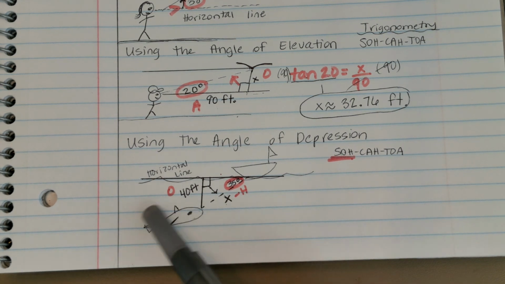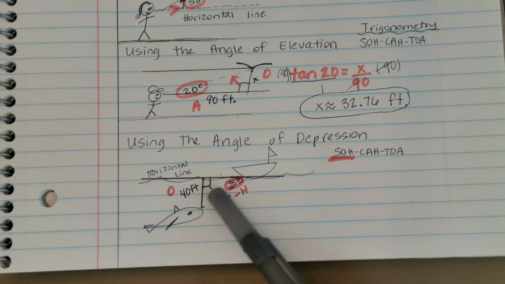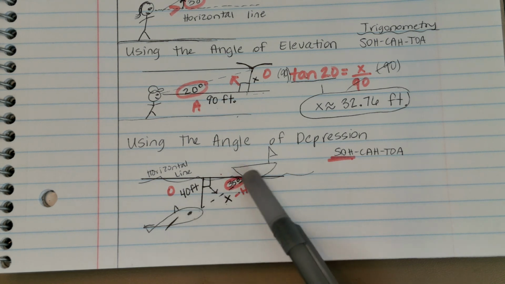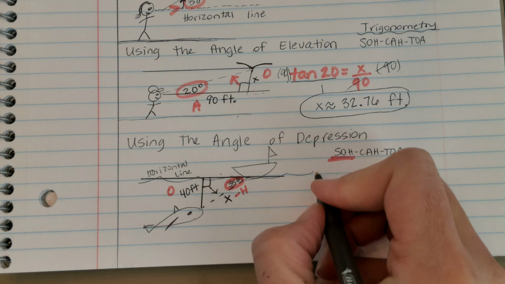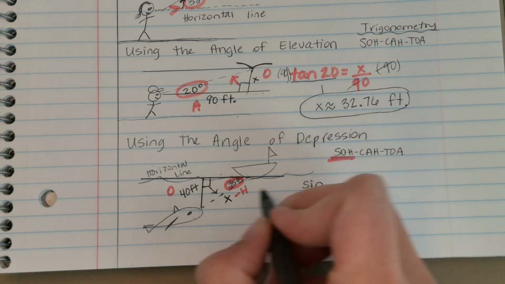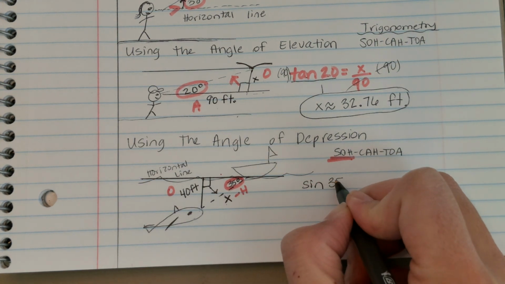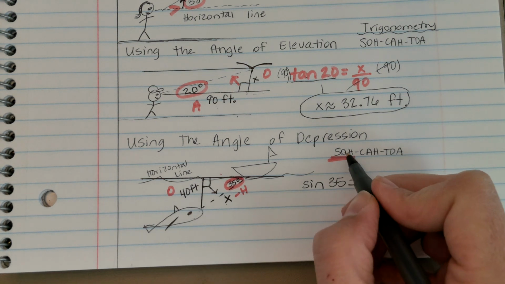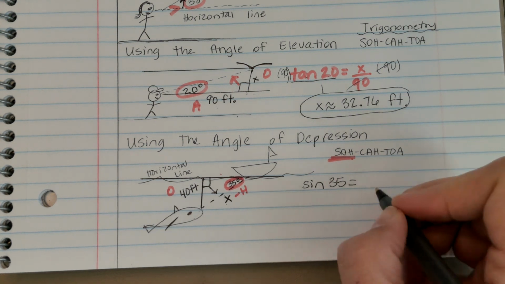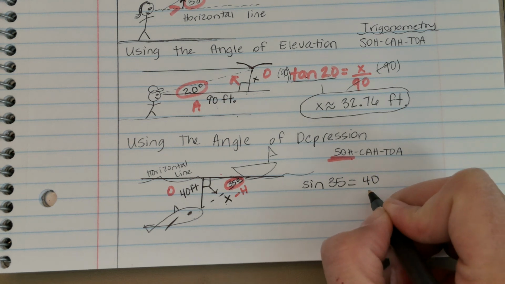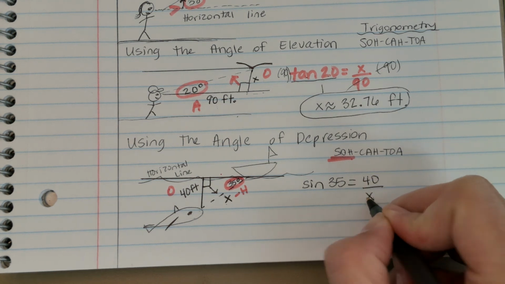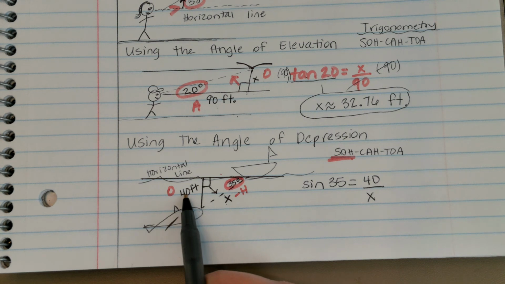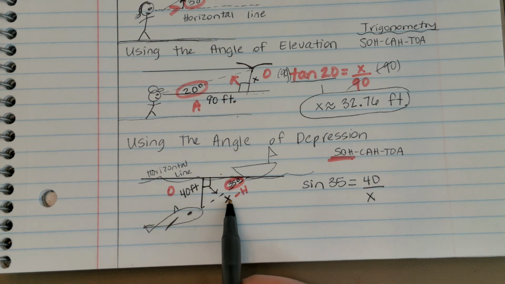So whatever you want to imagine that is, the distance from there, like if they were going to catch it on a fishing line, we'd want to know how far is that distance. So we do sine, then the degrees, 35, equals, and then it's O over H, opposite over hypotenuse. So 40 over X. So from 35, 40 is your opposite, X is your hypotenuse.